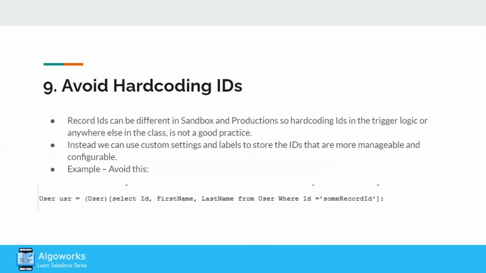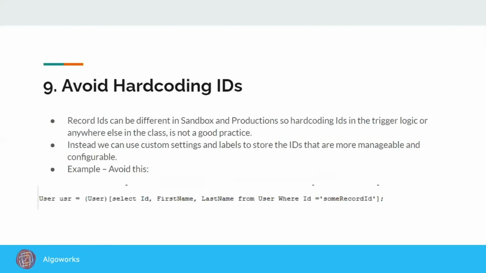The 9th is avoid hard coding IDs. Salesforce sandbox and production IDs can be different, and if we hard code any ID in the code, it has a high risk of failing the code logic in a different environment. So instead of that, we can save them somewhere in a custom label or custom setting and read them from there.